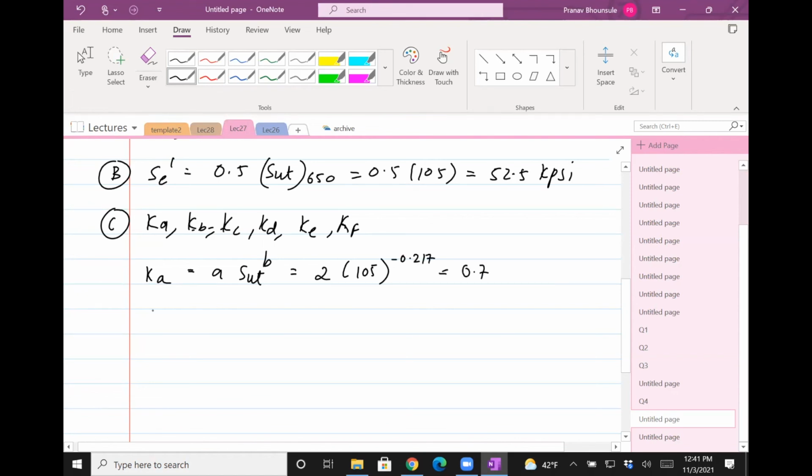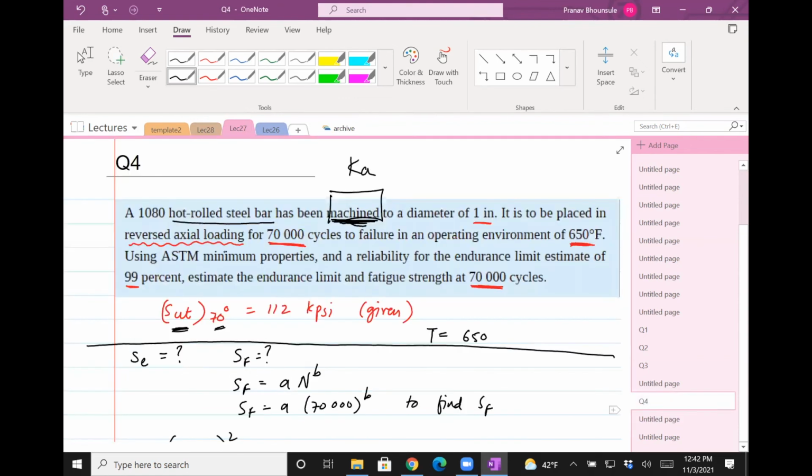Okay, KB. Now, this is under axial load, I believe. For axial loading, KB is 1. So it's super easy.